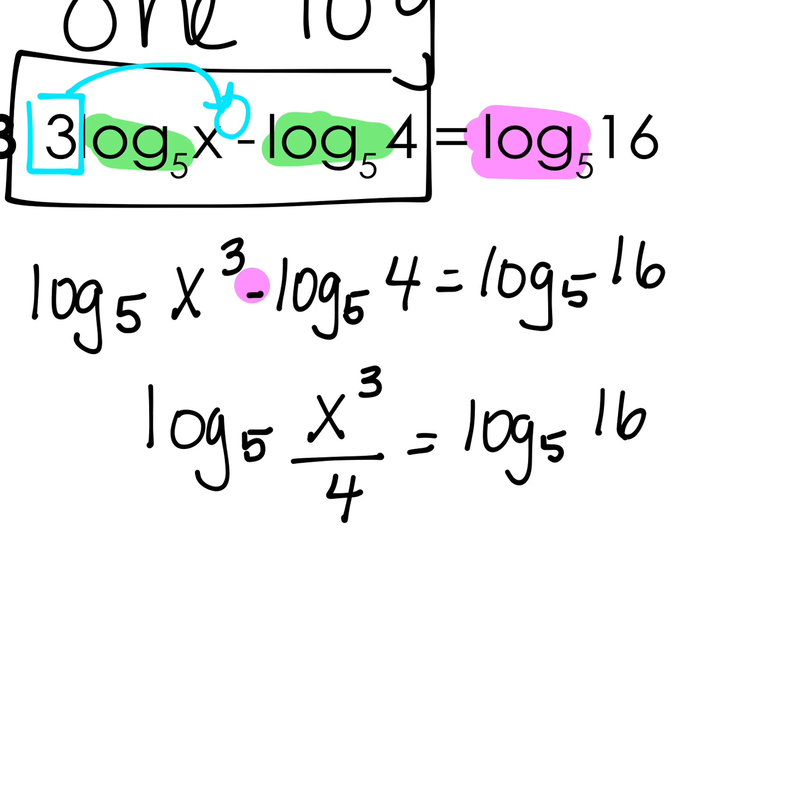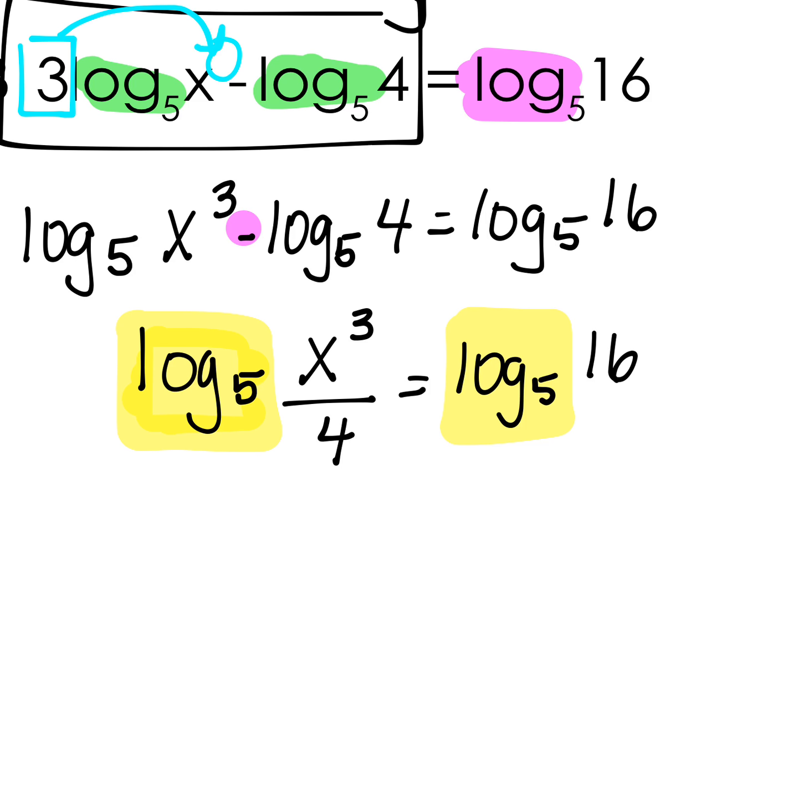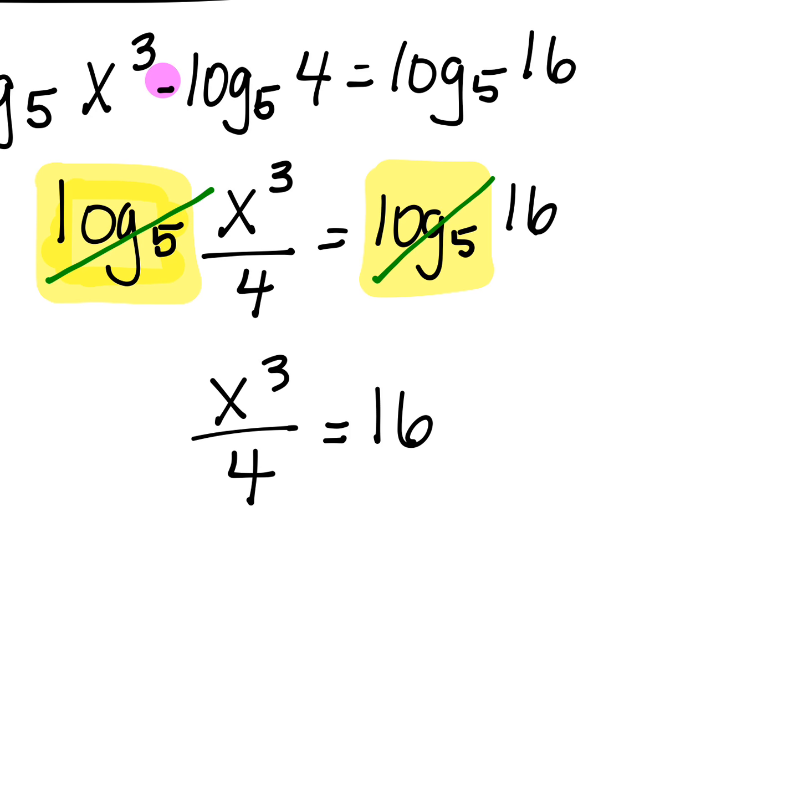Okay, so now notice we have the same log base 5 on both sides. So what do we know from our quiz on Friday? We know that if you have the same log on both sides, you're essentially canceling them out and setting what they're equal to each other. So x to the third over 4 is equal to 16. Okay, so now we're solving for x at this point.